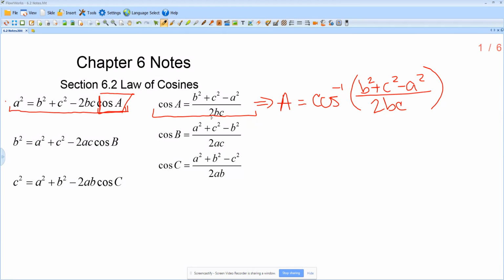Now, if you wanted, you could memorize all 6 of those. But that's pretty rare. You might as well just memorize one and get down the idea that these letters are interchangeable depending on the triangle. If I'm solving for B, then I'm using this equation, but it really is just the same as this.